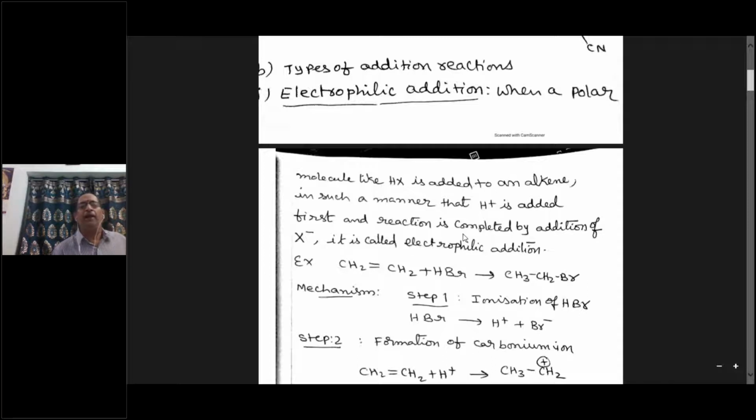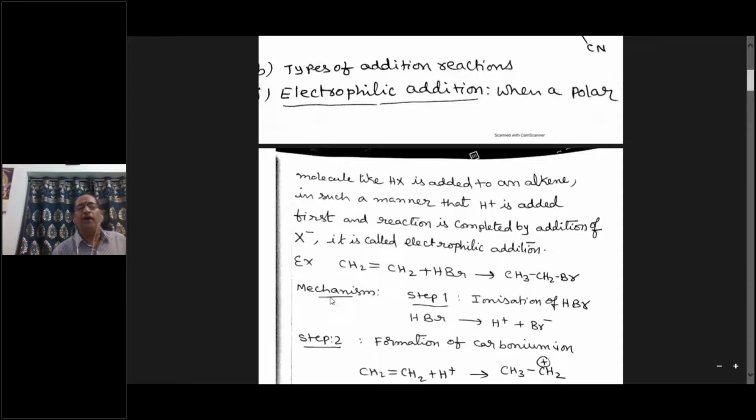See, if you take a doubly bonded carbon, that means an ethylene compound, in electrophilic addition reactions the reaction starts with the addition of an electrophile, and the reaction is ended by the addition of a nucleophile. Now, if you take, for example, the addition of HBr to ethylene, it is an example of an electrophilic addition reaction. The product is ethyl bromide.